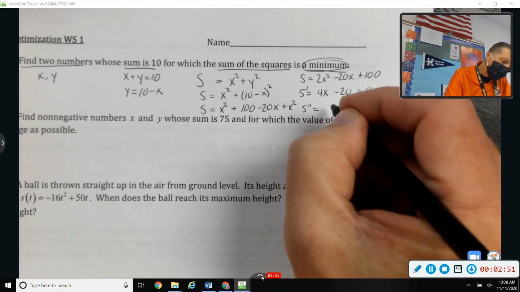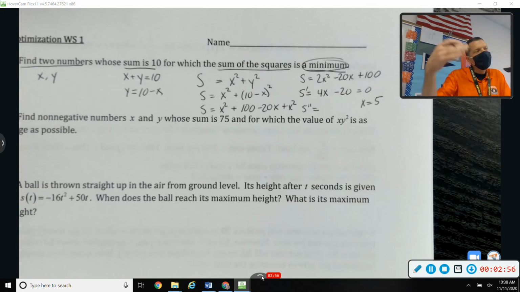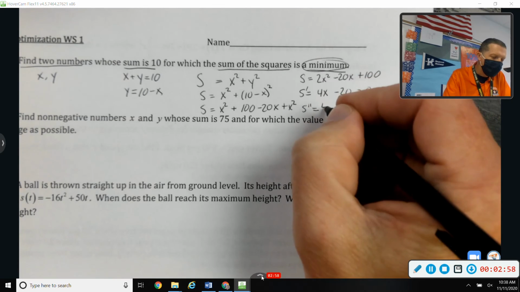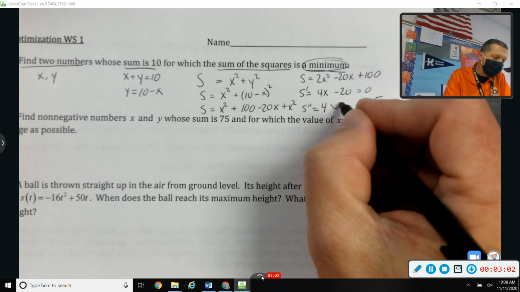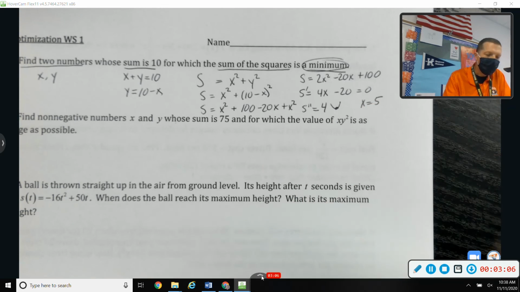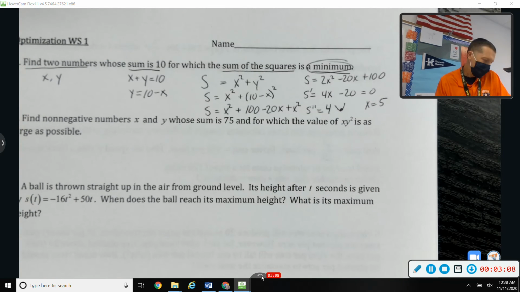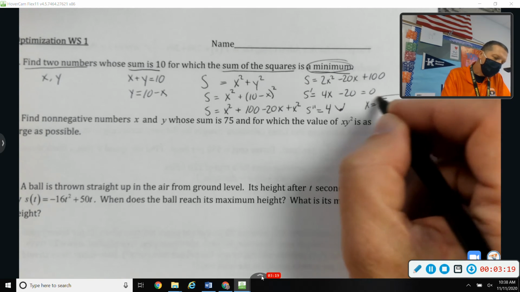So the second derivative, this is why we like doing derivatives of polynomials, because they get easier and easier as we go, is 4. I don't care that it's 4, I care that it's positive, concave up. So yes, x equals 5 is the minimum, or makes a minimum. And now let's make sure we answer the right question. Find two numbers. So x equals 5 is one of the numbers. Y equals 5 is the other number.